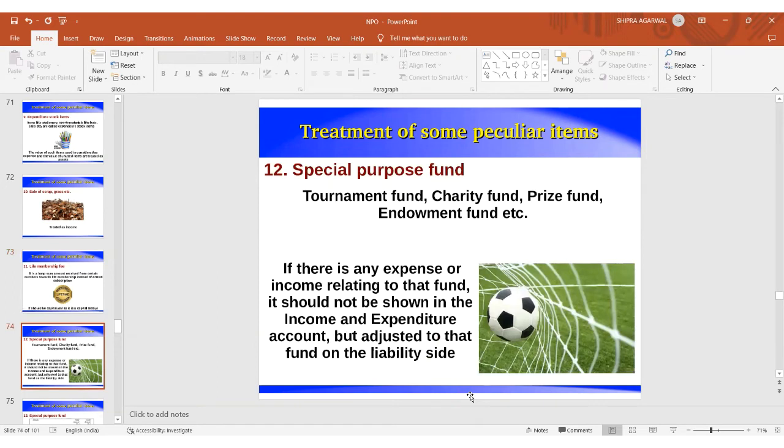Then special purpose fund. As I told you, all these special purpose funds are shown as a particular specific fund, and if there is any expense or income relating to that fund, then it should not be shown in the income and expenditure account, but it is adjusted from the fund on the liability side, because if it is a specific fund, then it is to be shown on the liability side of the balance sheet and not in the income and expenditure account. So similarly, all the expenses related to it are also shown in the balance sheet. That means from the fund, you will subtract that particular amount, right?